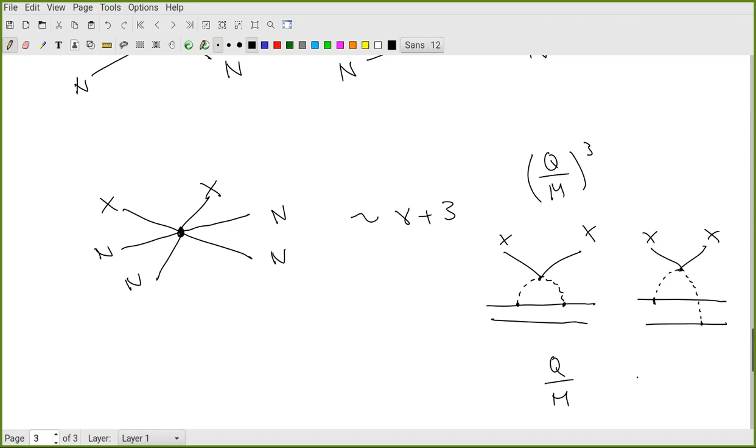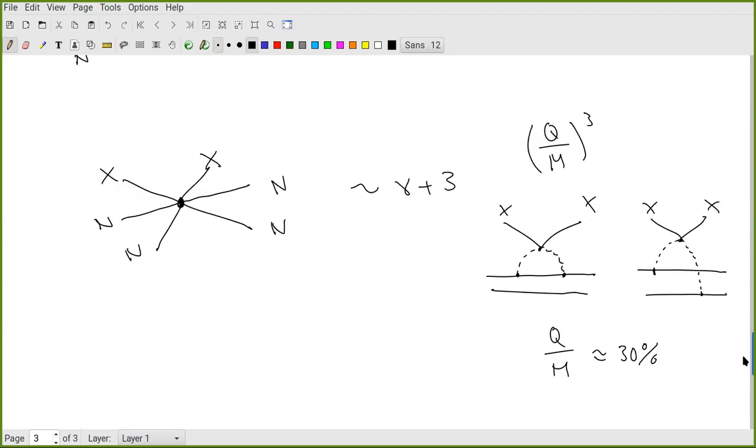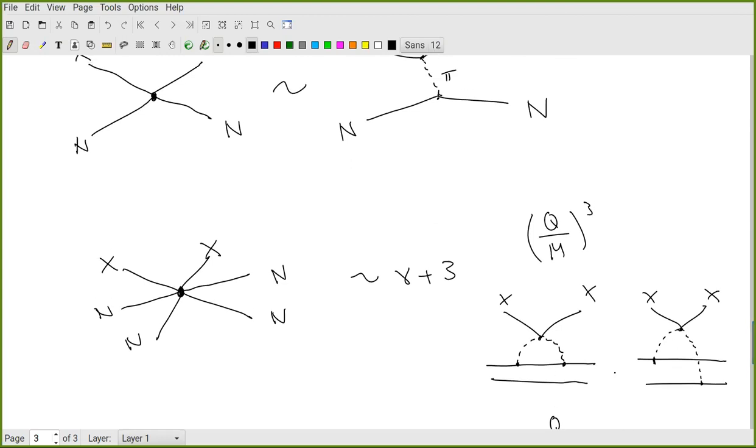Numerically, q over m is something like 30%. So if you're interested in 30% effects, sometimes you have to take into account either loops or interactions with 2 nucleons. But this happens only for very few interactions, and I've listed them in the lecture notes. I don't remember exactly which ones, but it's written in the notes if you're interested.